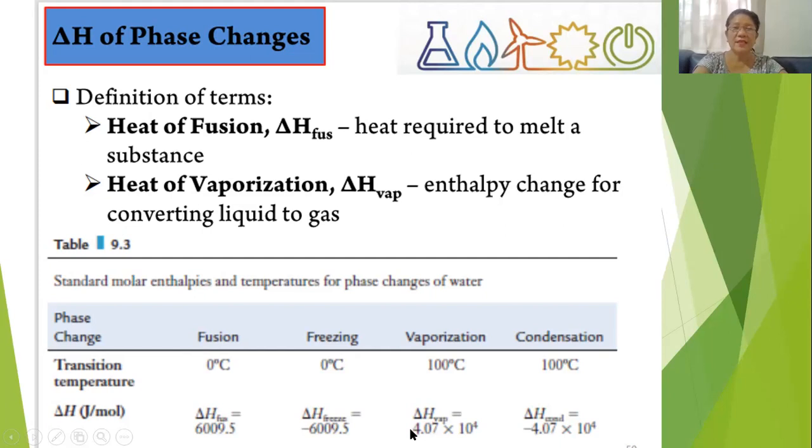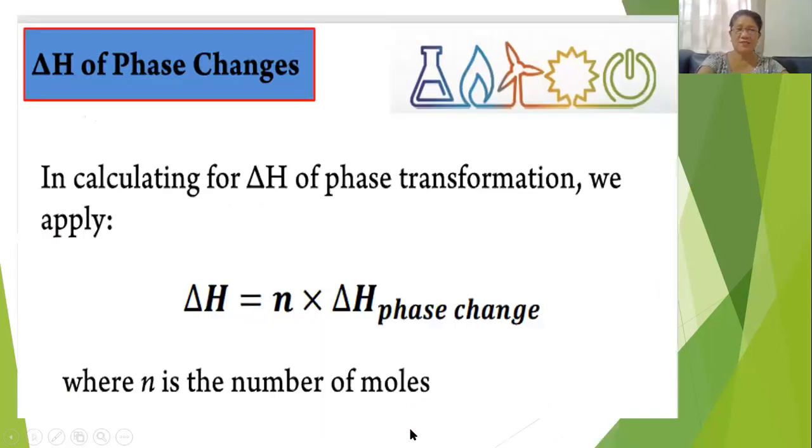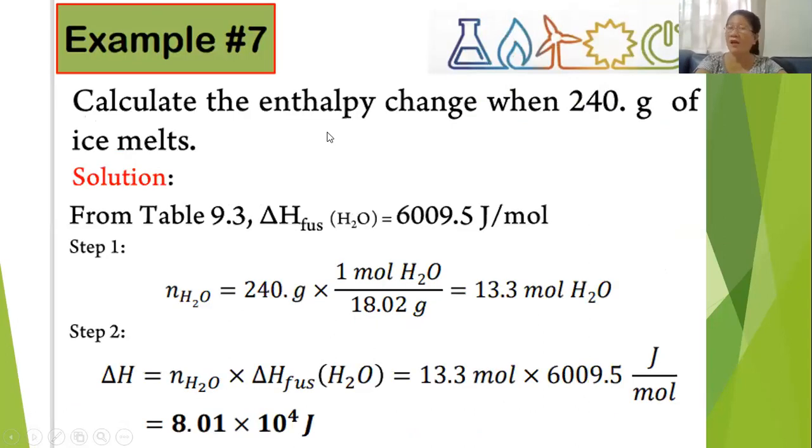Okay, so that is the phase change. So in calculating for phase transformation, we can apply this formula: delta H is equal to n times delta H phase change. What is n? That is the number of moles. For water, it's easy because it has a constant value. Okay, so let us have here an example. Calculate the enthalpy change when 240 grams of ice melts.